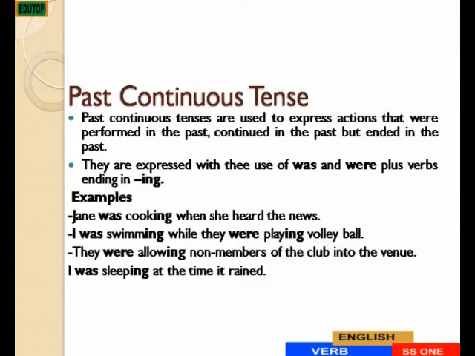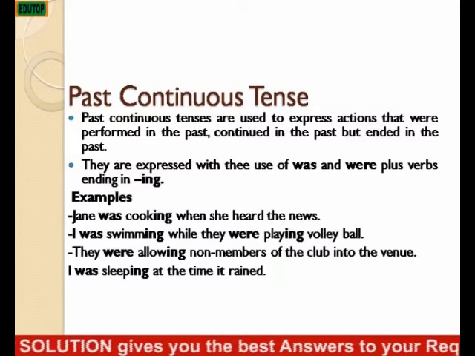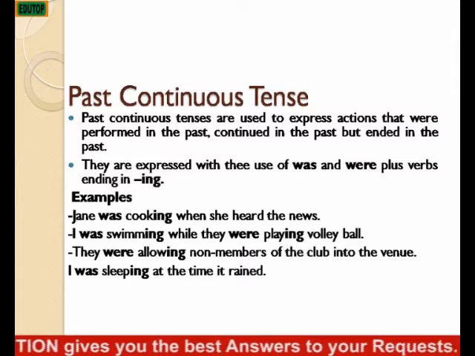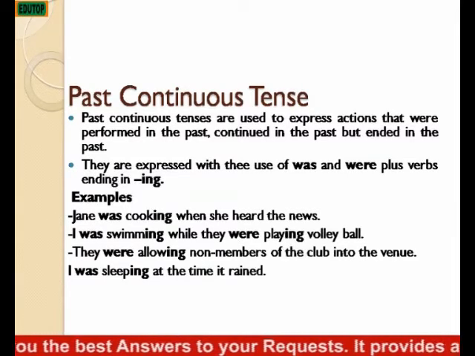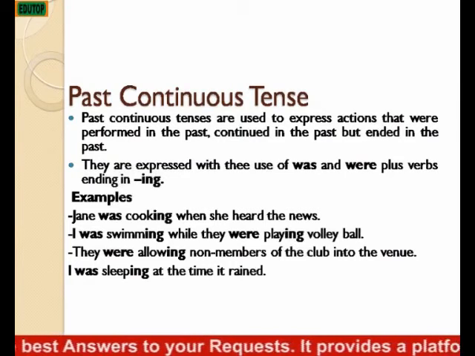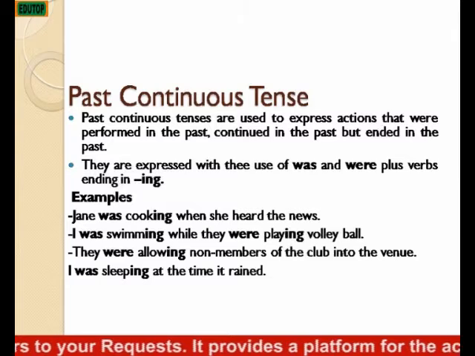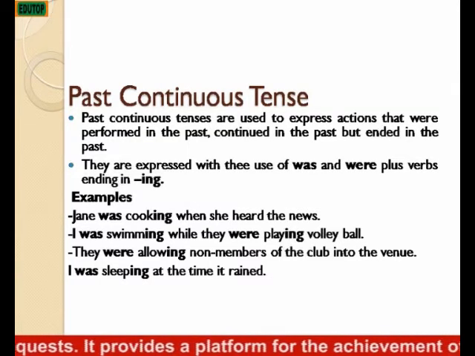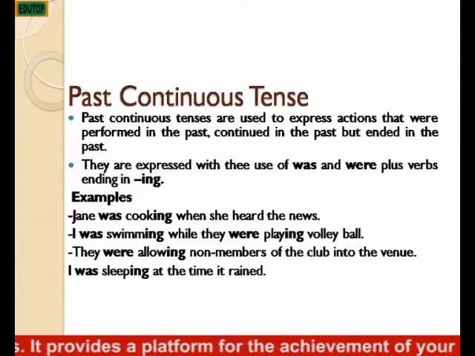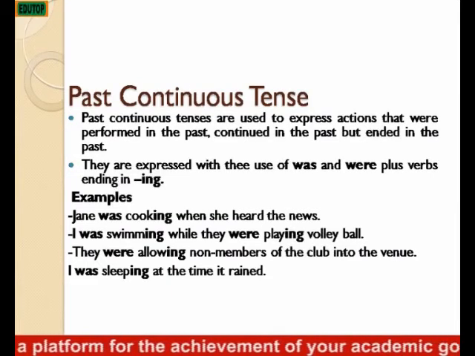I was swimming while they were playing volleyball. Was, swimming, were, and playing. They were allowing members of the club into the venue. Were and allowing. I was sleeping at the time it rained. So these sentences express past continuous actions.